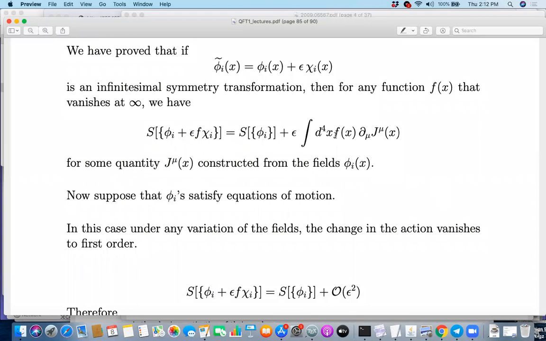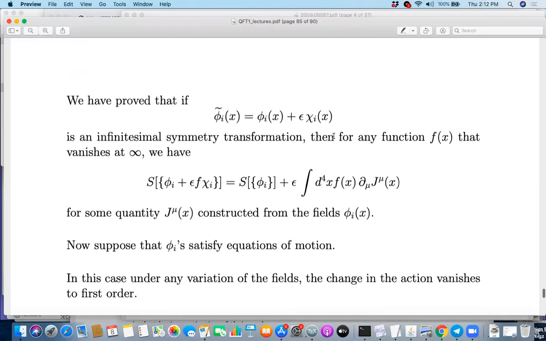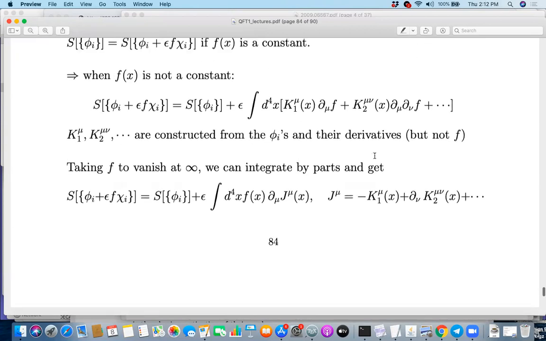Now, so far we have used symmetry, but we have not used equations of motion. But now suppose that the phi I satisfy equations of motion. I should have said another thing: let's look at the construction of j mu. J mu depends on the fields, all the phi i's. But of course, it doesn't depend on f. F just comes out because there is only one power of f in this whole thing.